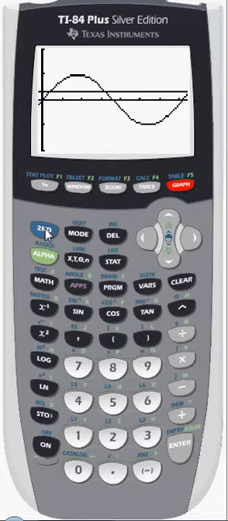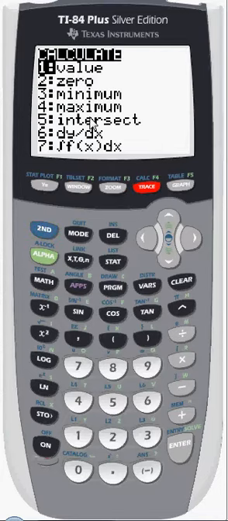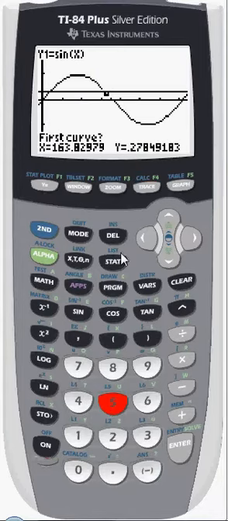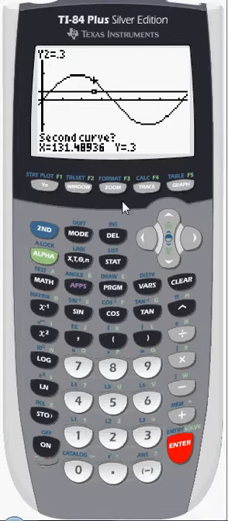Now to find out where those points actually are, we hit second calc, which is right above trace, and it's intersect. I want to find where these two lines intersect. So that is 5. It says first curve. So what's my first curve? Well, as I move it around, my first curve is the sine curve. So I hit enter, and then my little spider guy jumps down to my horizontal line. So that's my second curve.